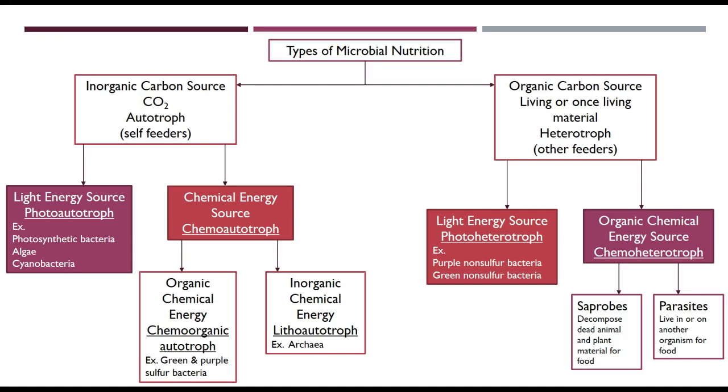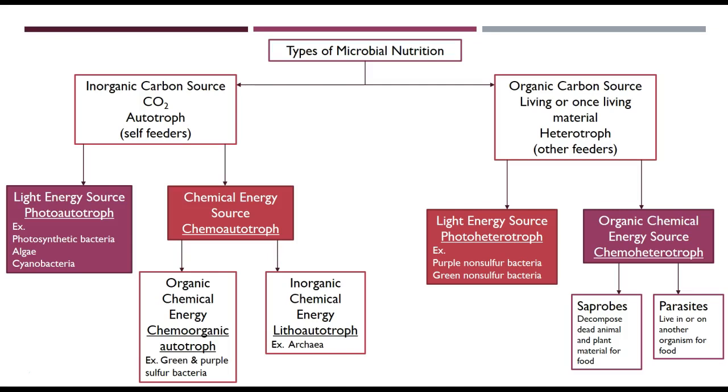So this chart here helps to break down how we classify microorganisms based on their nutrition. And the first thing that we look at is the type of nutrient. Where do they get their carbon? Do they get their carbon from an inorganic source or from an organic source?